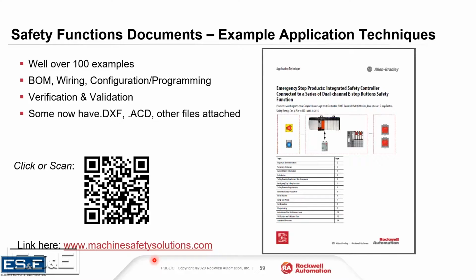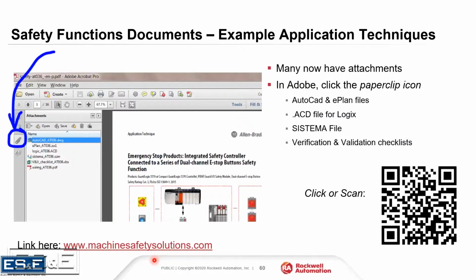And we actually have attached some questions for you on the verification and the validation piece of it. What we're highlighting here is there's a little paper clip to the left side that we've drawn an arrow to there for you, because we've added a bunch of things in Adobe where you can click and get AutoCAD files and E-plan files, Sistema files that we talked about earlier. But then, like I said, even checklists for the verification and the validation piece.